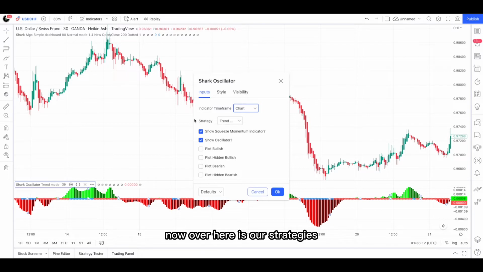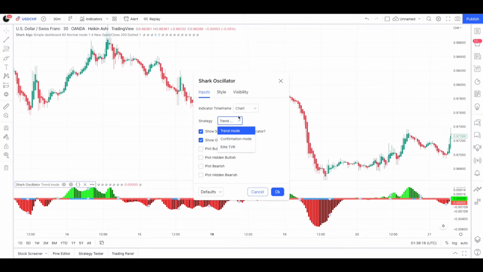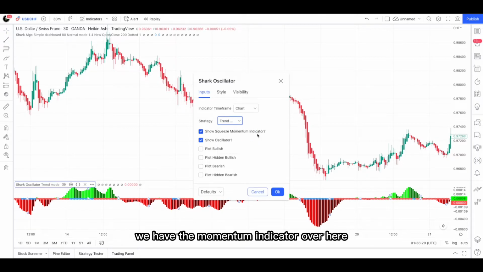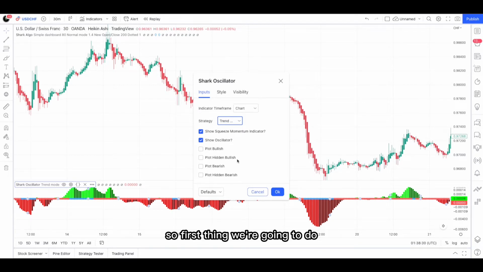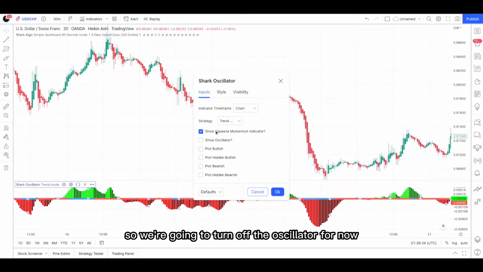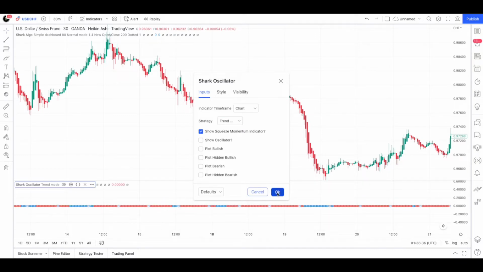Now, over here are our strategies. We have three different strategies: trend mode, confirmation mode, and elite TVR. We have the momentum indicator over here, and we have the ability to turn on or off the oscillator. And these four sections below are your divergences. We're going to cover all that in this video. First thing we're going to do is cover the momentum indicator. So we're going to turn off the oscillator for now, and we're going to click OK.